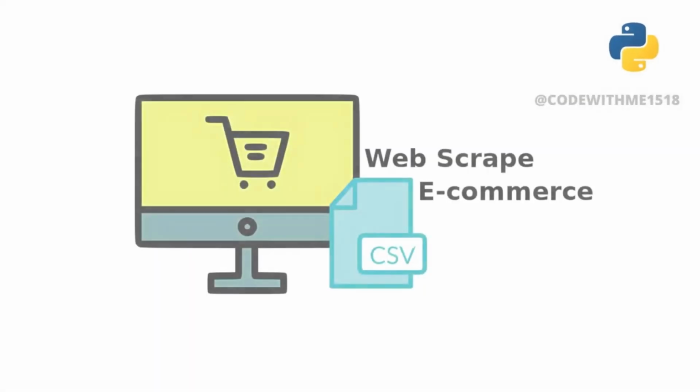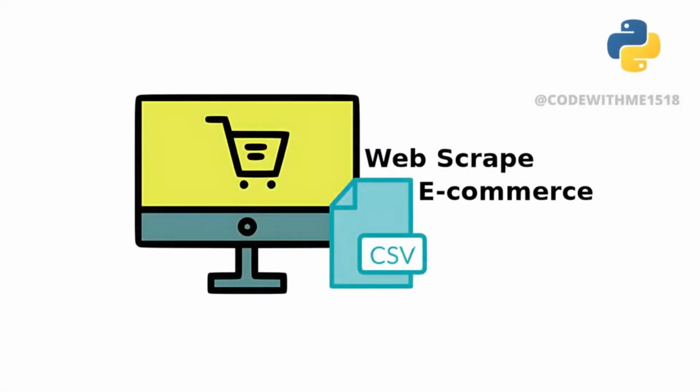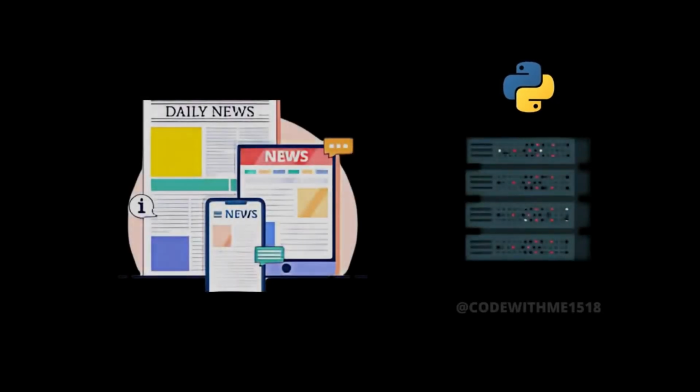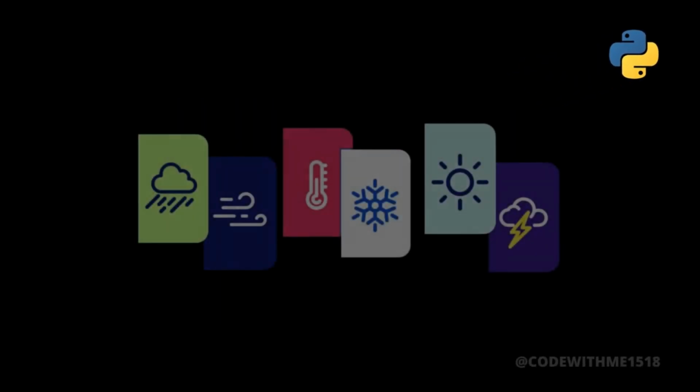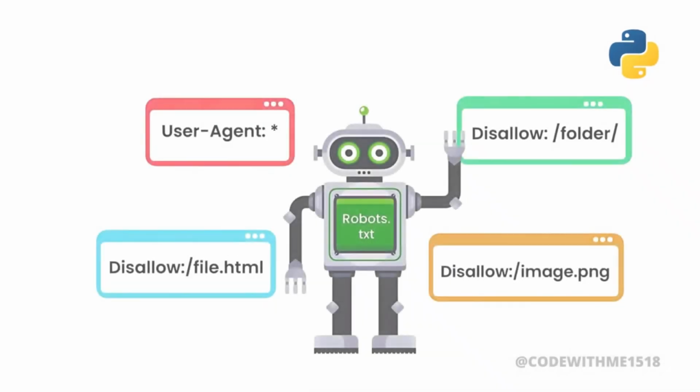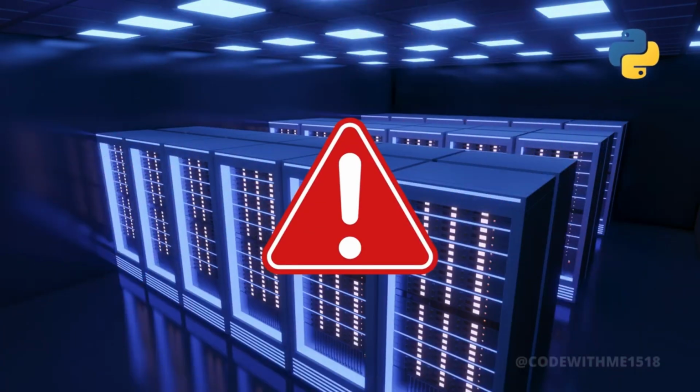For example, you might want to scrape product information from an e-commerce site, collect news articles from different sources, or gather weather data from multiple locations. However, it's important to respect the website's terms of service and robots.txt file to ensure you're not violating any rules or causing harm to the server.